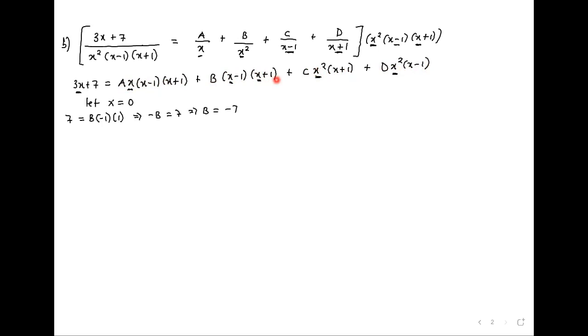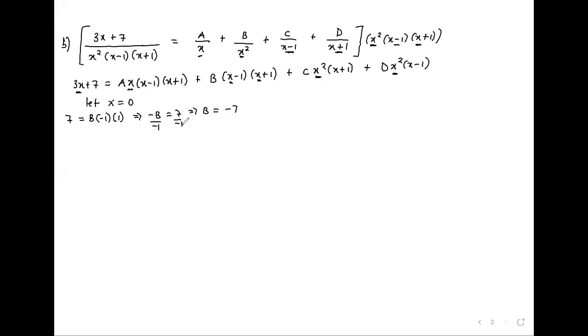We'll get -1 multiplied by 1 by B is equal to, place 0 here, you remain with 7. So we have -B is equal to 7, meaning that B is equal to -7, because you divide by -1, you divide by -1. So B is equal to -7. You keep it there. You go back.